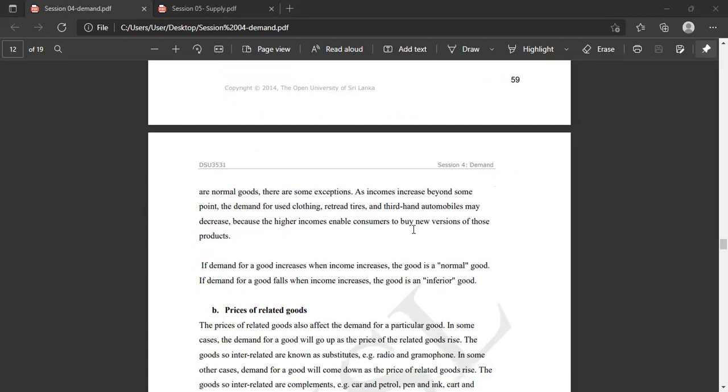As income increases beyond some point, the demand for used clothing, retread tires, and third-hand automobiles may decrease because the high income enables consumers to buy new versions of those products. If the demand for a good increases when income increases, the good is a normal good. If demand for a good falls when income increases, the good is an inferior good. I will explain this in a little more detail.